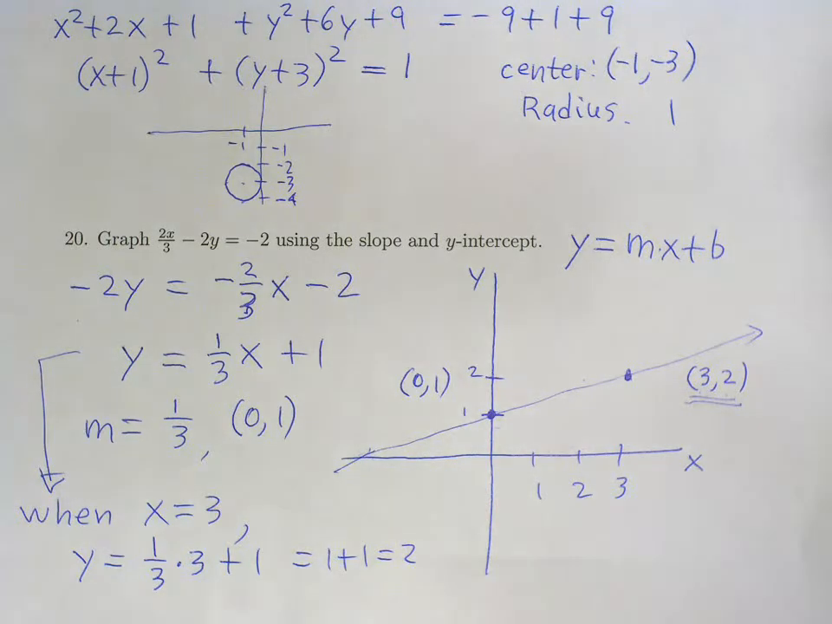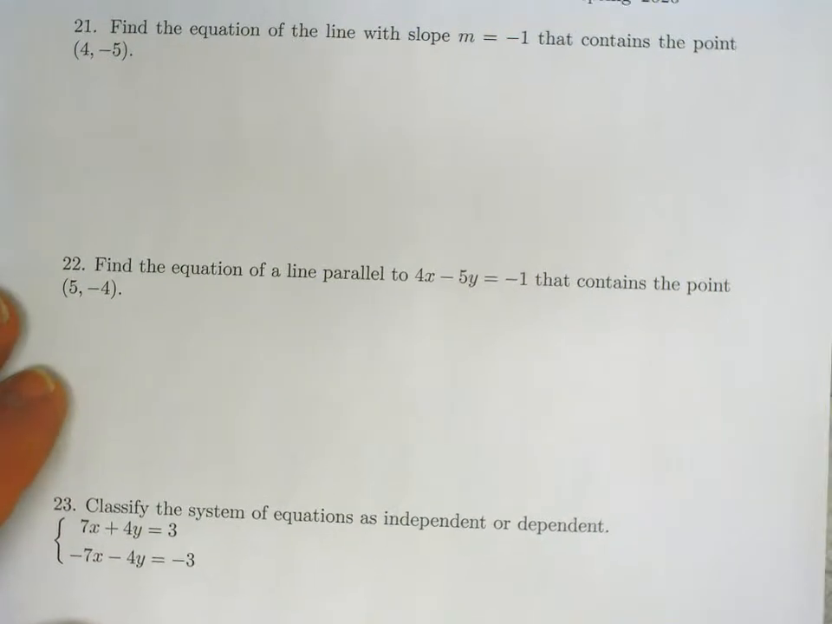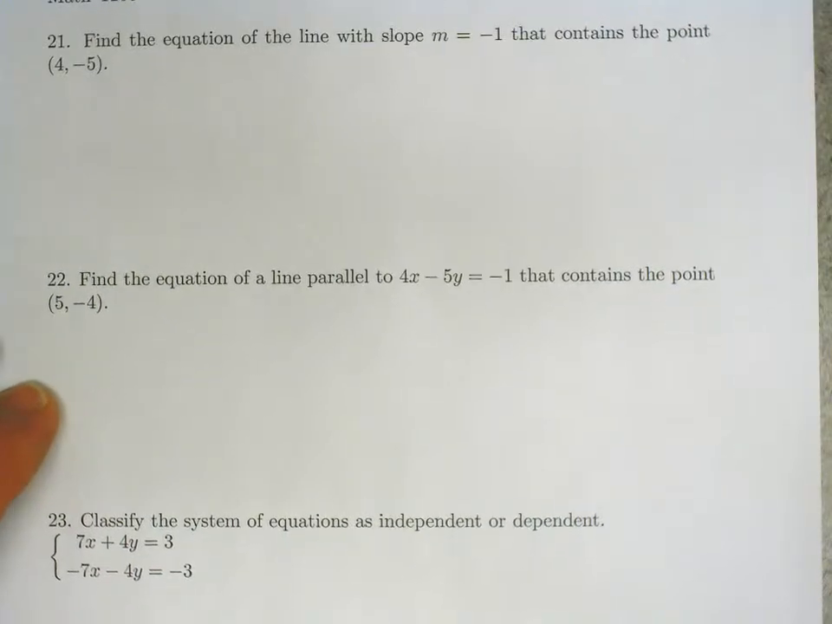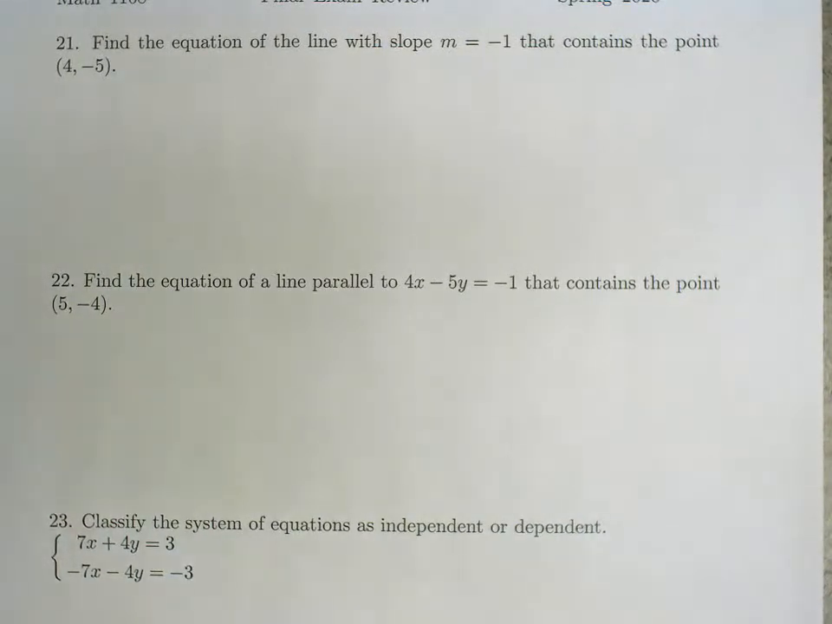Okay, the next problem. Find the equation of the line with slope m equals -1 that contains the point 4, -5.